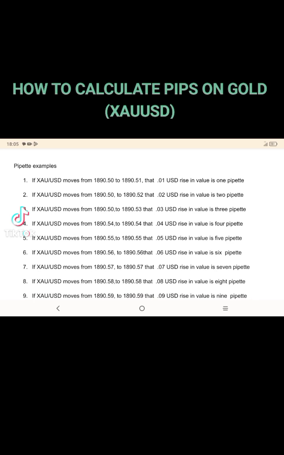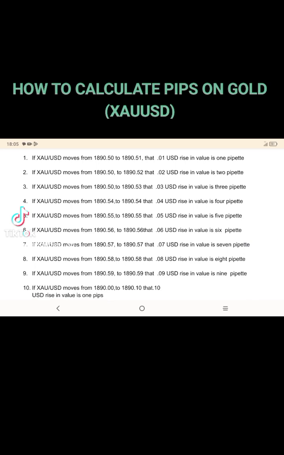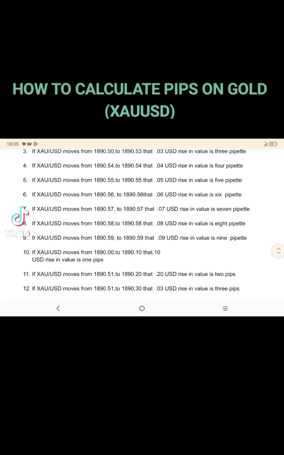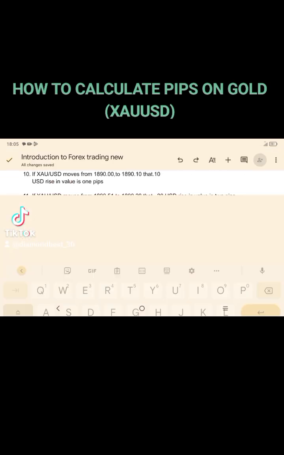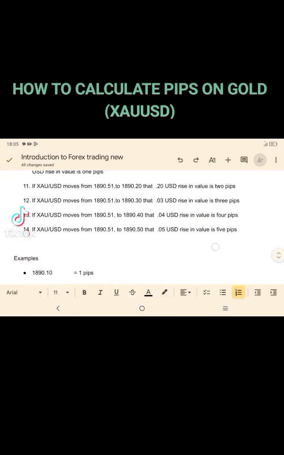This is rising from 50 to 53, we have what? 3 pipettes. When it rises from this to this, we have what? 4 pipettes. Till when it rises, if gold moves from 1890 to 1890.10, we have what? 1 pip. So that is how we calculate our pip.